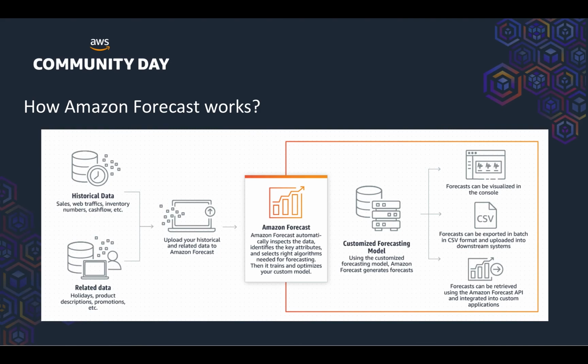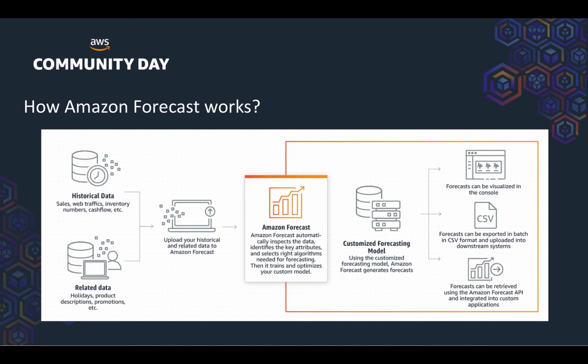Moving on, this is how Amazon Forecast works. Before jumping to Forecast, we need to have all the historical data and related data on hand and upload them to an S3 bucket. Then we need to open the console and follow the instructions to identify the attributes, the three types of datasets, and choose a machine learning model for forecasting.